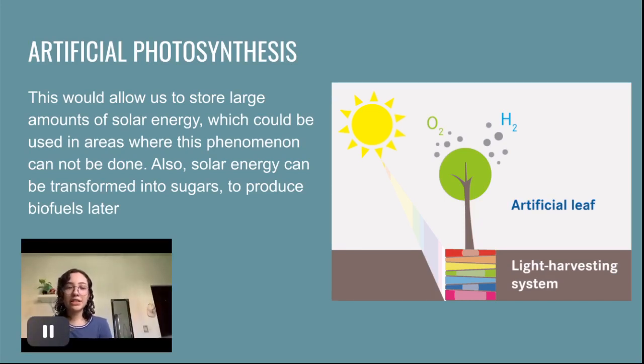Artificial photosynthesis would allow us to store large amounts of solar energy, which could be used in areas where this phenomenon is not possible. Also, solar energy can be transformed into sugars to produce biofuels later.